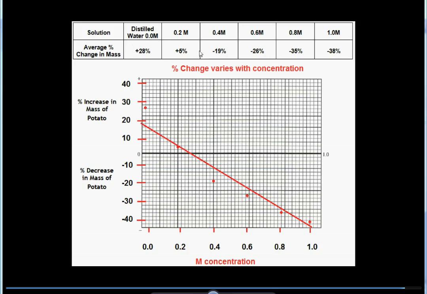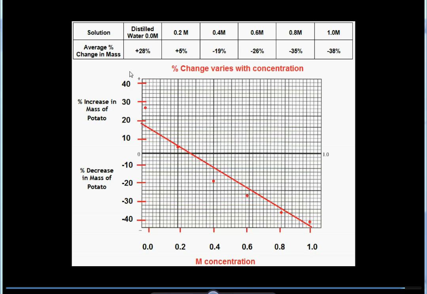0.0 and 0.2 were sitting in hypotonic solutions. 0.4 through 1.0 were sitting in hypertonic solutions. So somewhere in here is that in between positive and negative. Somewhere in here is the isotonic conditions, and that's where we go to our graph.